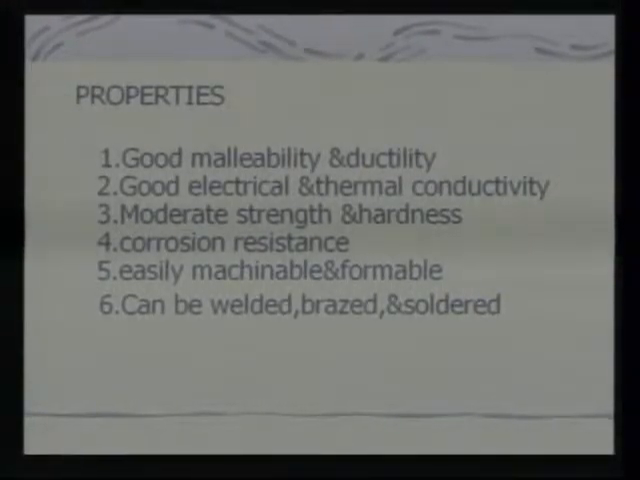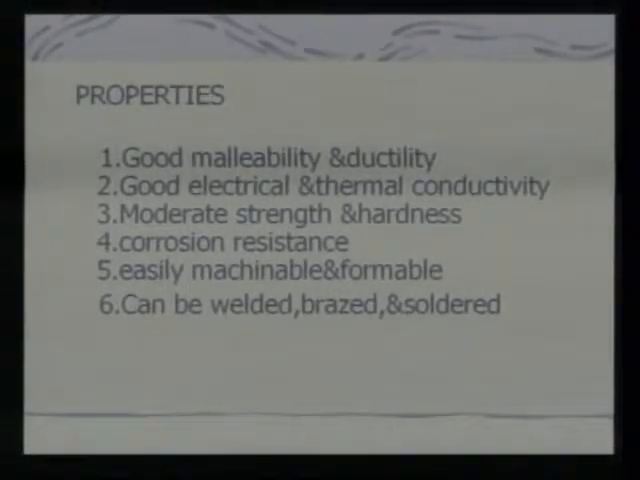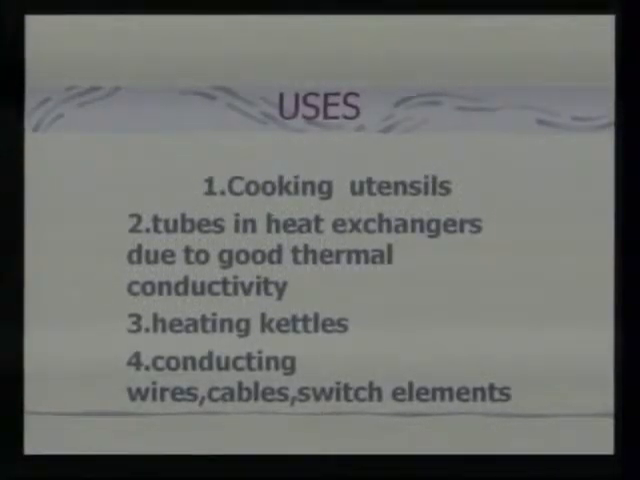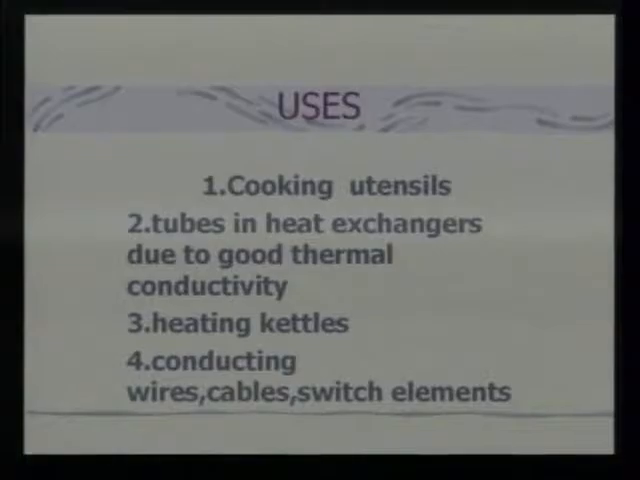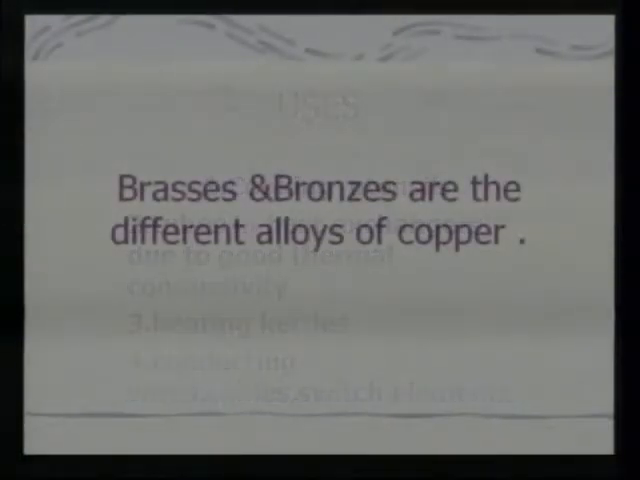Can be welded, brazed and soldered. You know that welding is a process of joining two metal pieces. Similarly, brazing is the process of joining two similar or dissimilar metals. Next, coming to the uses. Number 1, cooking utensils. Tubes in heat exchangers due to good thermal conductivity. Heating kettles, that is tea making containers. Conducting wires, cables, switch elements. Brasses and bronzes are the different alloys of copper.